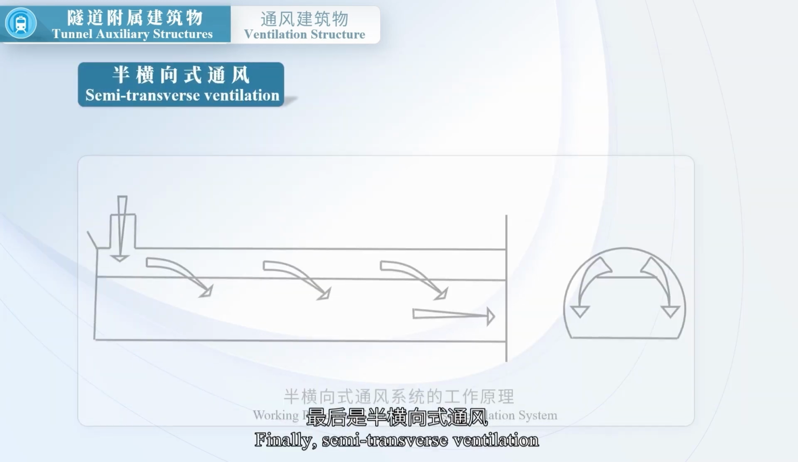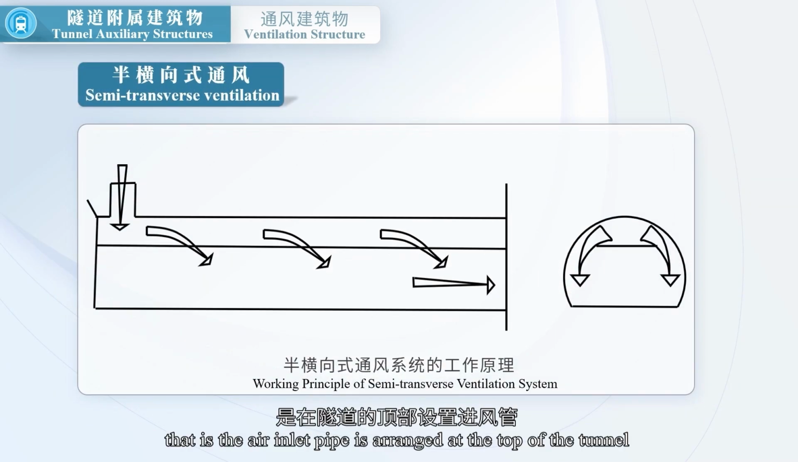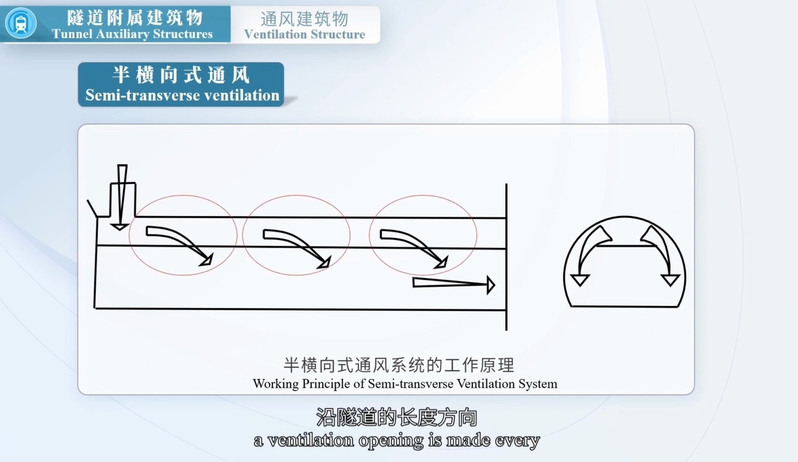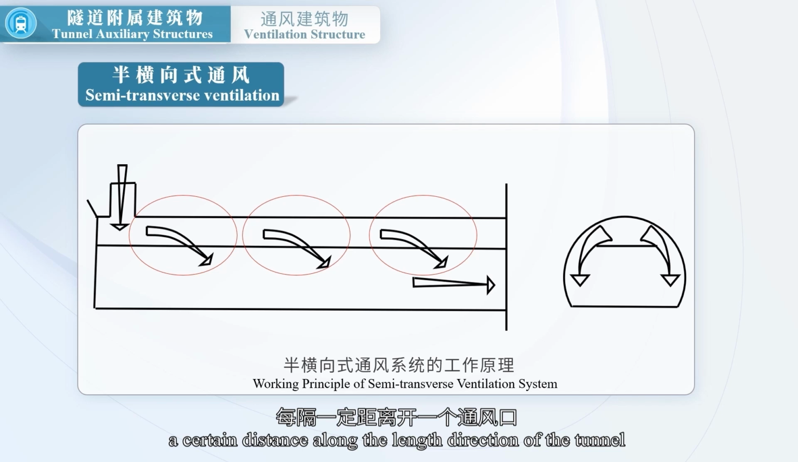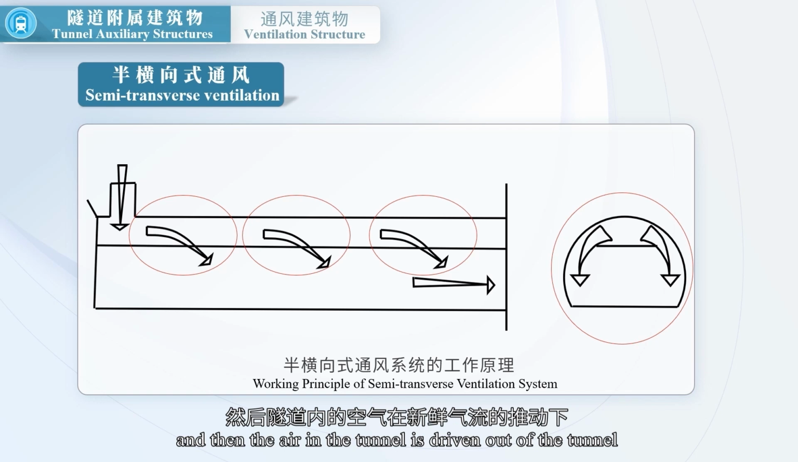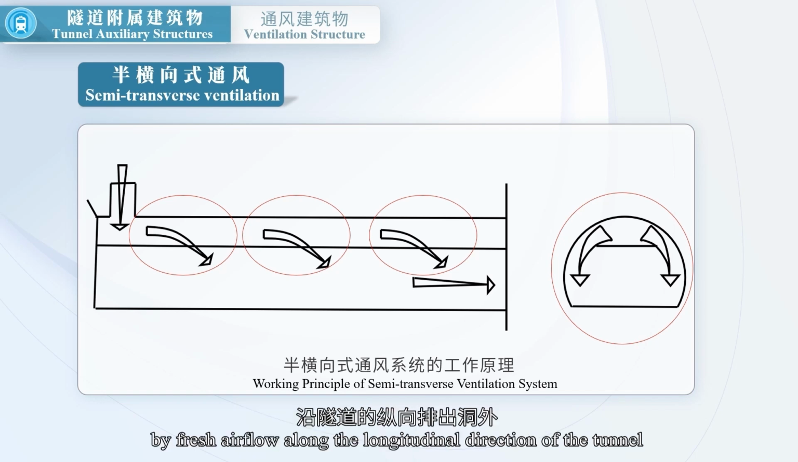Finally, semi-transverse ventilation. That is, the air inlet pipe is arranged at the top of the tunnel, and at the lower part of the air inlet pipe, a ventilation opening is made every certain distance along the length direction of the tunnel. The airflow flows into the tunnel along the ventilation opening, and then the air in the tunnel is driven out of the tunnel by fresh airflow along the longitudinal direction of the tunnel.